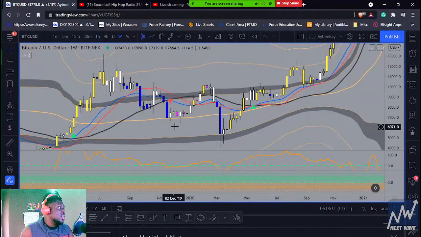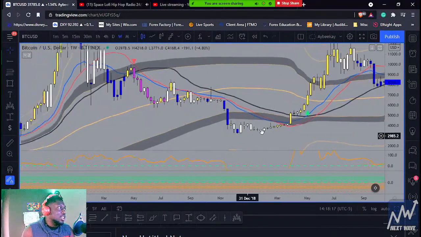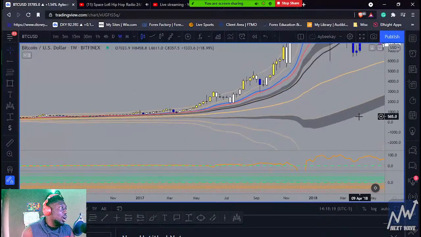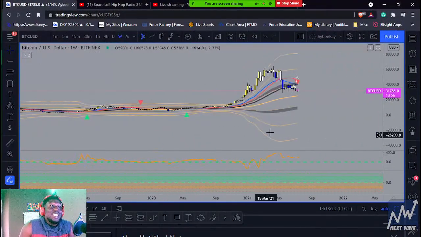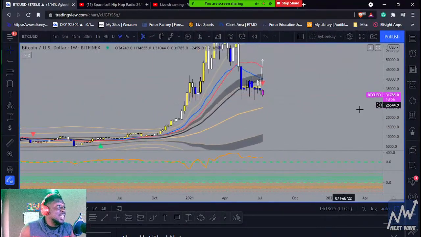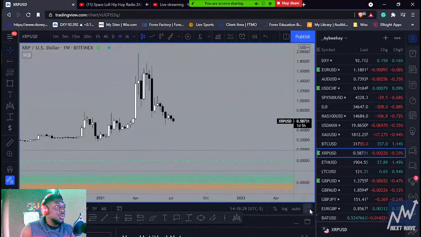You don't see the magenta candles often. You see magenta candles, price rises a little bit, ends up falling. You don't see the magentas quite often, so when you do, that is when I'm like, it's kind of scary. So that's with Bitcoin. Going over to Ripple.